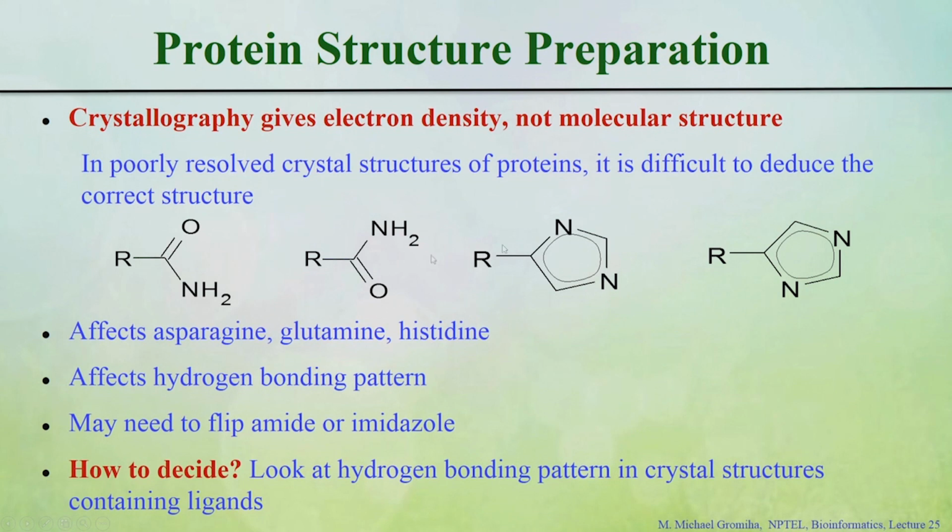Then we need to flip the amide or imidazole. Mainly in the case of histidines, we also need to see where these nitrogens are. Then how to decide which one is the best? We can decide based on structures with ligands. If you see the PDB, there are several free structures, but in many cases you also have structures with ligands. With the ligands you can look at the structures and see what the probable orientations and conformations are, and what the probability is of having these histidines in which state. Then look into this information and you can decide.